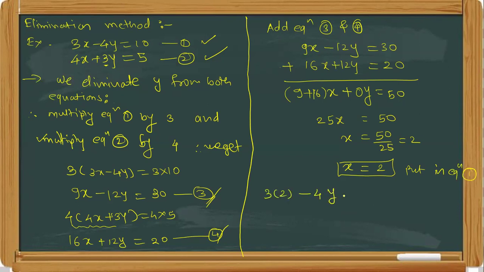3 into 2 minus 4y equals to 10. So 6 minus 4y equals to 10. Minus 4y equals to 10 minus 6. So it will be what? Minus 4y is equal to 4. y equals to 4 upon minus 4. It gives us minus 1 as the answer.